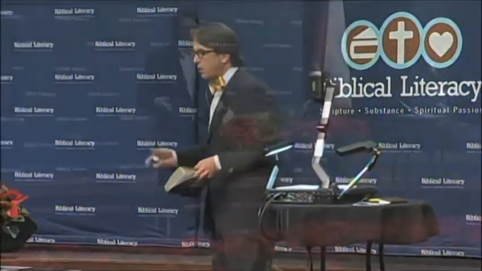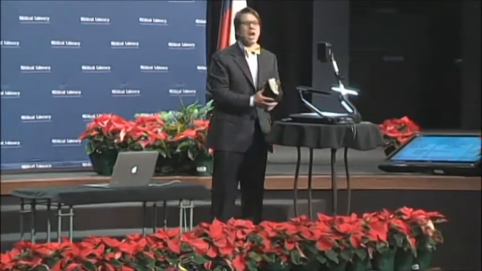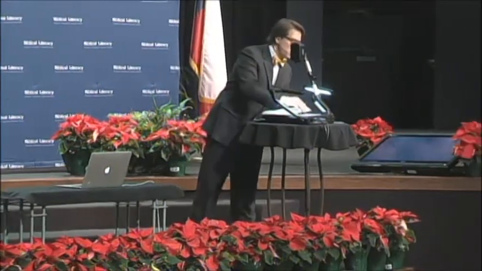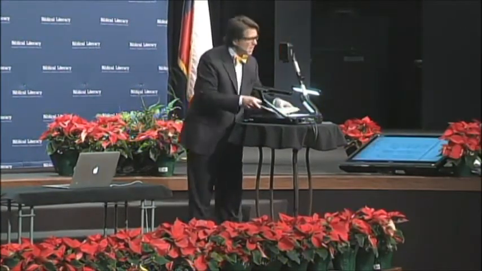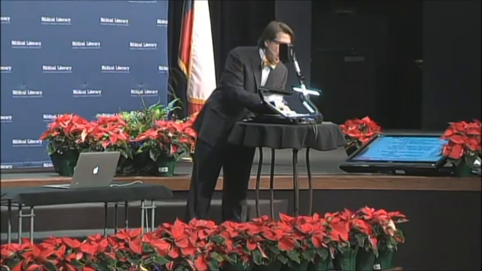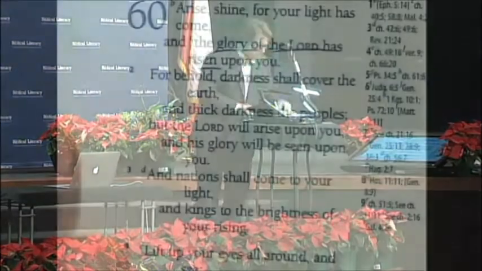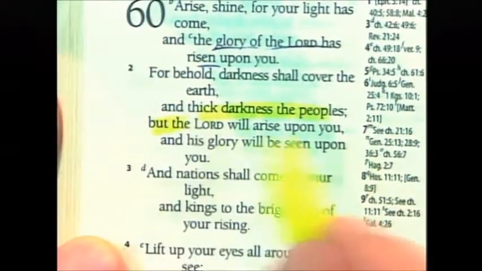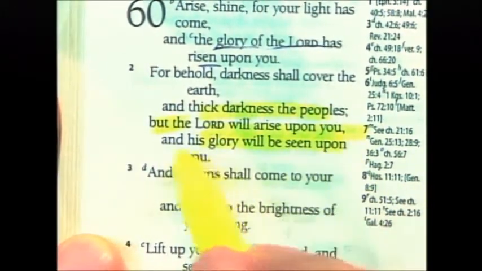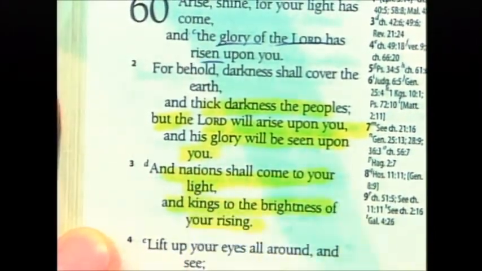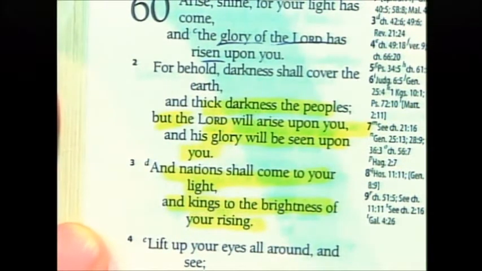Now, how do we get to them being kings? Well, we've got to switch from Genesis 26 and go to Isaiah 60 for that. In Isaiah chapter 60, let's start at the beginning of the chapter. Arise, shine, for your light has come. The glory of the Lord has risen upon you. For behold, darkness shall cover the earth, thick darkness the peoples. But the Lord will arise upon you. His glory will be seen upon you. And nations shall come to your light, and kings to the brightness of your rising.